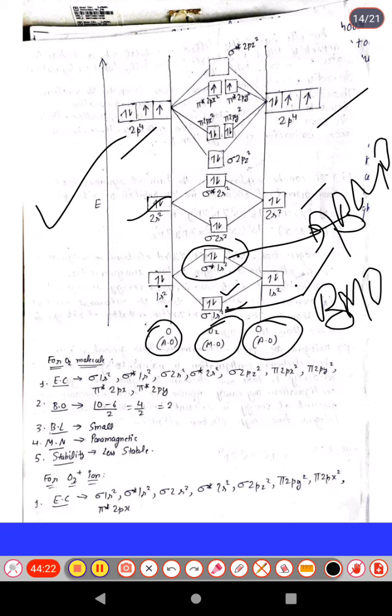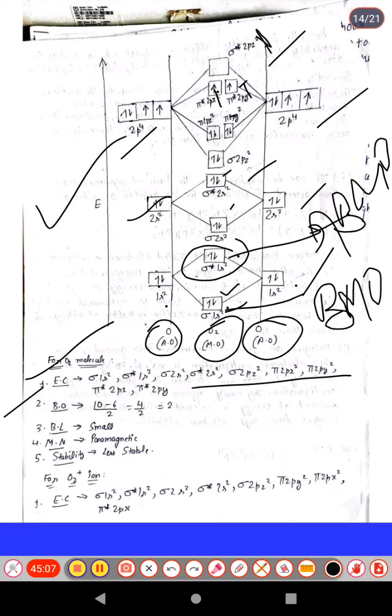And in case of this oxygen molecule, sigma 2pz orbital first, then pi 2px and pi 2py, and similarly pi star 2px and pi star 2py, the anti-bonding orbitals, and sigma star 2pz. These are the orbitals. So the electronic configuration can be written: sigma 1s2 sigma star 1s2 sigma 2s2 sigma star 2s2 sigma 2pz2 pi 2px2 pi 2py2 pi star 2px1 and pi star 2py1.